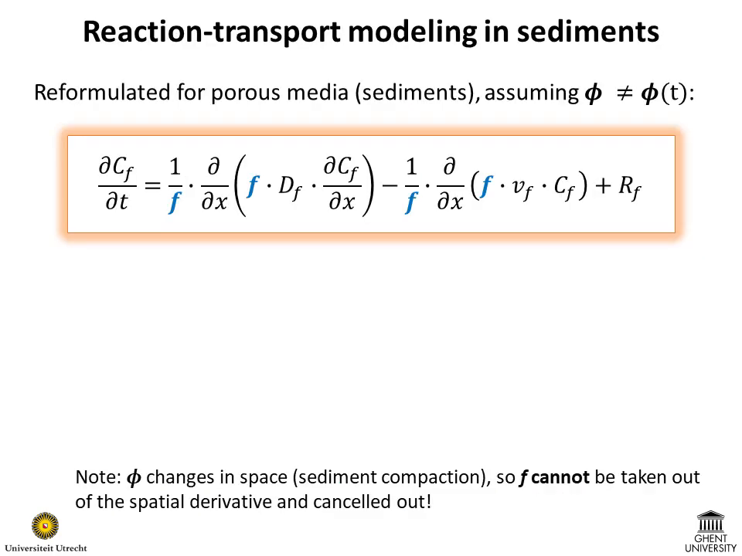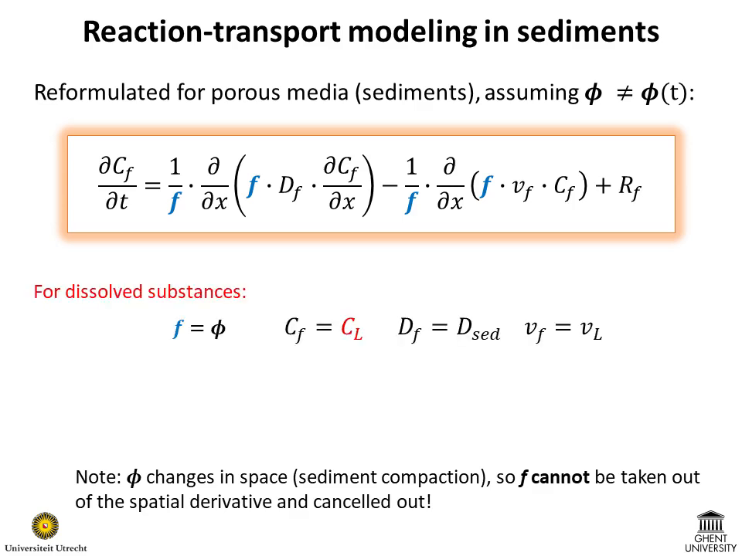Based on this analysis, we can therefore write the reaction transport equation in the porous media as shown in the orange box. For dissolved substances, the factor F is equal to porosity. Concentration and the reaction rate are expressed per volume of the liquid phase, and the parameter dF corresponds to the diffusion coefficient in the sediment.